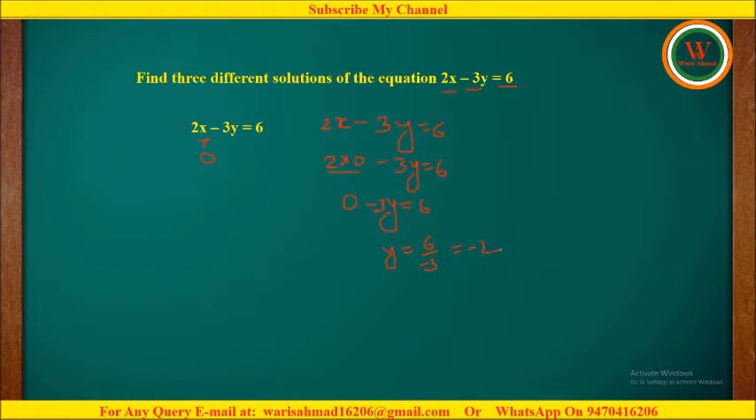So if we put the value of x = 0, then the value of y = -2. Similarly, if we put the value of x = 3, then the value of y = 0. And if we put the value of x = 6, then the value of y = 2. After that, we have to write all these things in tabular form.